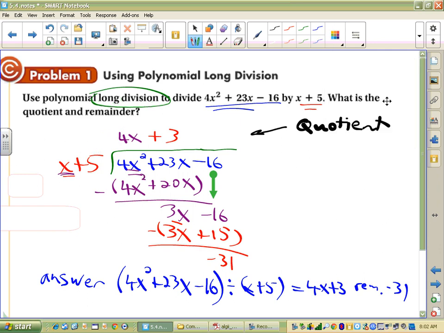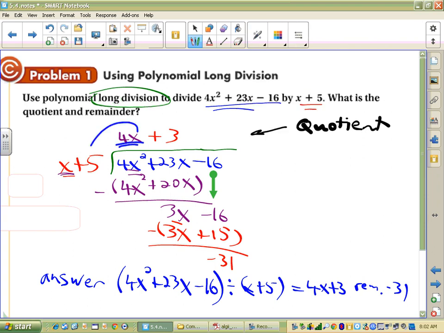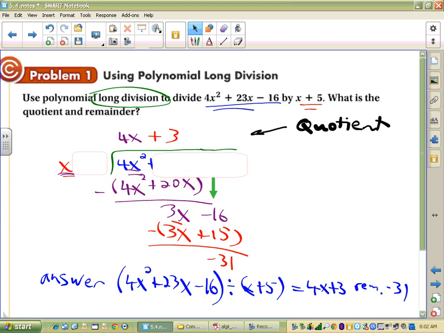But the question was, where did the 20 come from? The 20 came from multiplying this 4x here by this 5. That's where the 20x came from. And the 15 came from the 3 times 5, right? Where did I get the 4x in the quotient, the first 4x? The first 4x in the quotient comes from asking, how many times does x go into 4x squared?